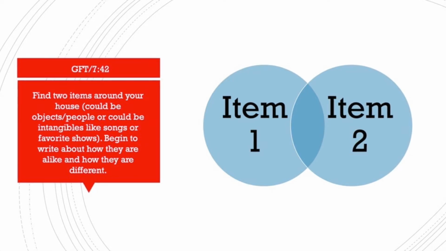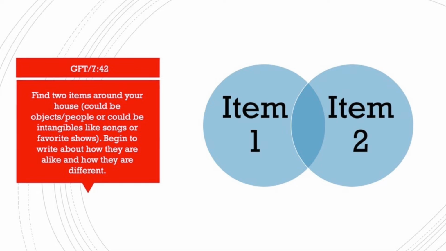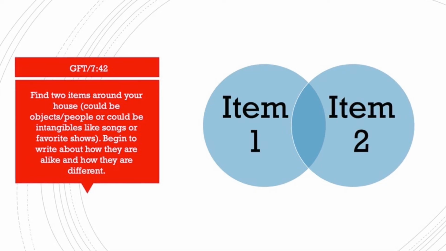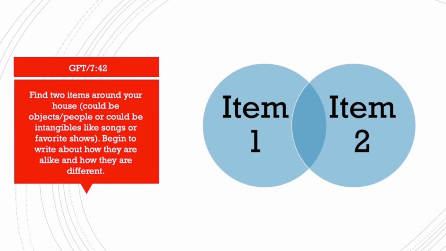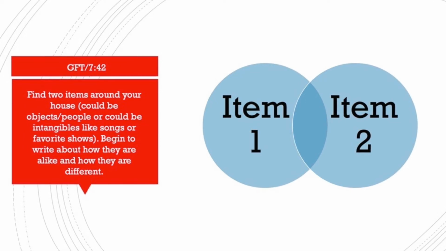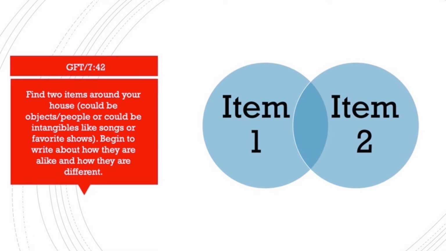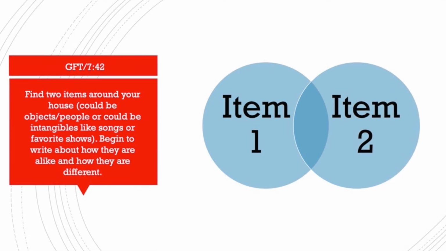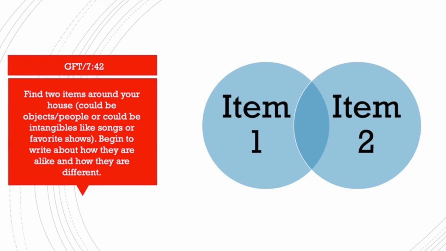It could also be something that you don't see, something like songs or shows, things that you can't really set up side by side, but just find two things that you enjoy talking or writing about, and then set them up into your Venn diagram, one on one circle and one for the other circle.